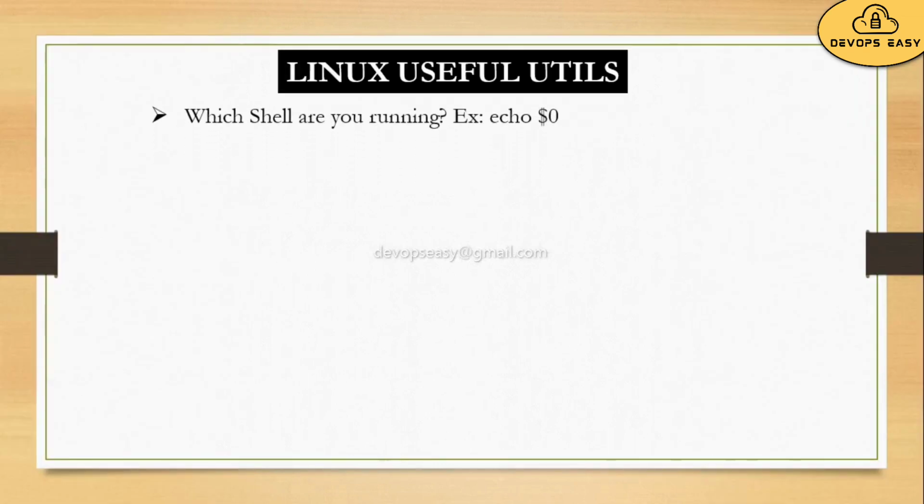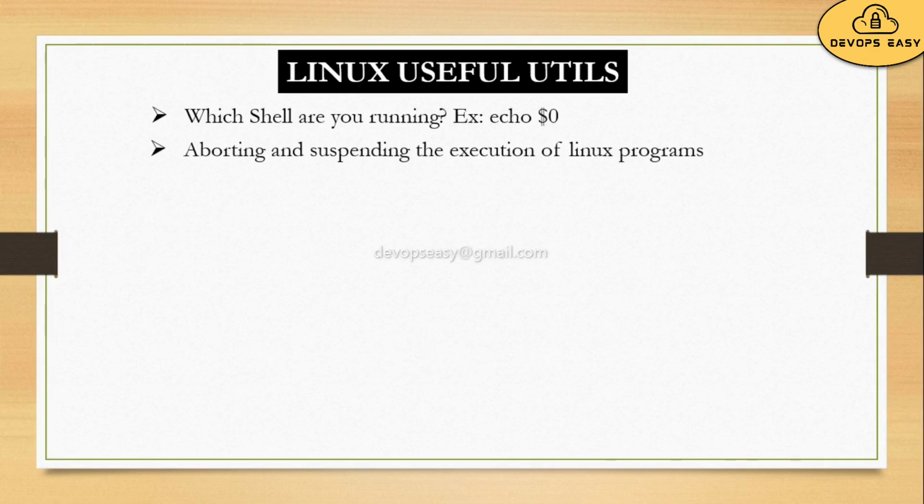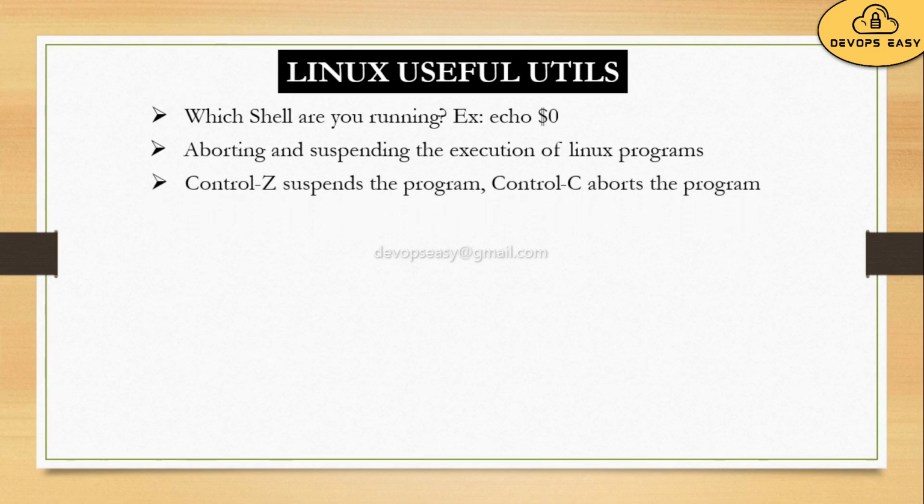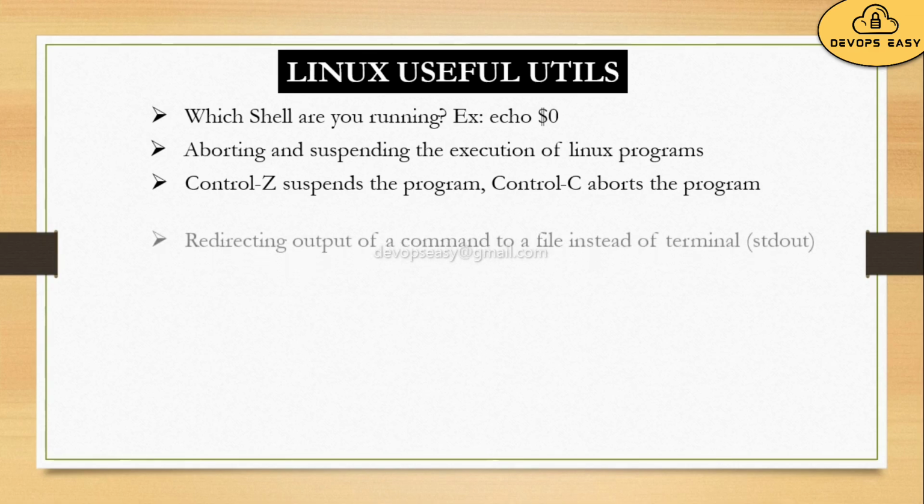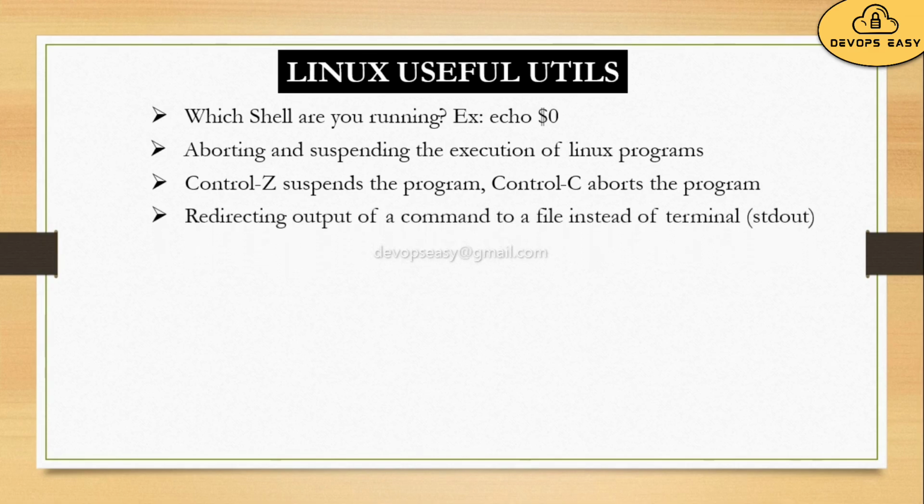Linux useful tools, right? If you want to know which shell you are working in, you can execute echo $0, then it will display it. And one more thing in Linux, if you want to abort or suspend any execution in a Linux program, if you execute Control Z, it will suspend the program, nothing but it will stop the program. If you use Control C, it will terminate the program. I will show you practically, don't worry. If you want to redirect any output in Linux, that is also possible.